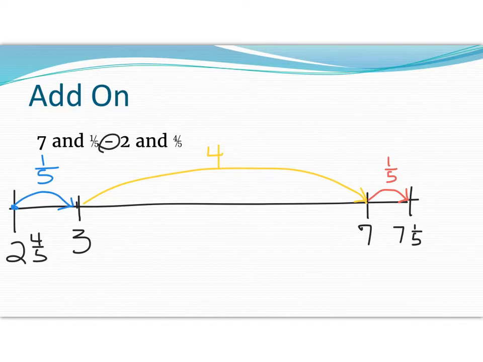The last step to solve this is to add all of the pieces. 1/5 plus 4 plus 1/5. You can add those in any order. I've got a whole number of 4 plus a fifth and a fifth, which is 2/5.